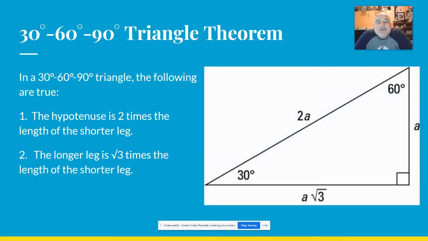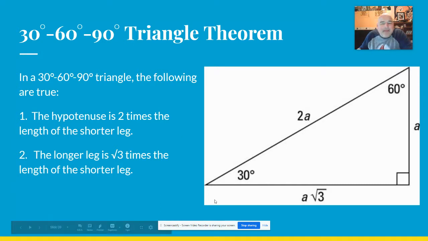The hypotenuse is 2 times the length of the shorter leg. The shorter leg will always be opposite the 30-degree angle because 30 is the smallest angle. The longer leg, opposite 60, is the square root of 3 times the length of the shorter leg.